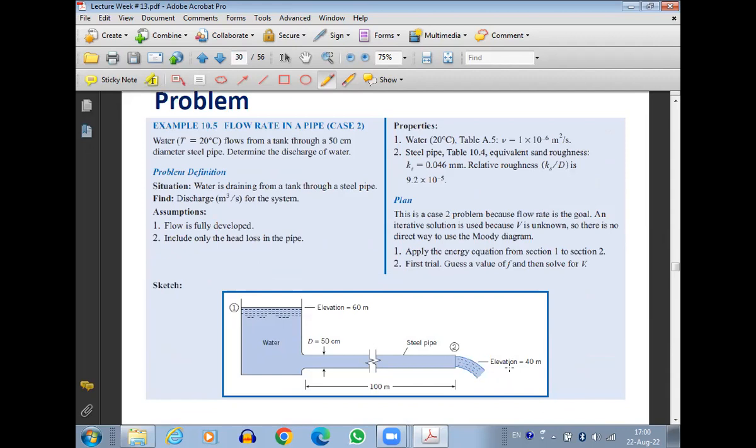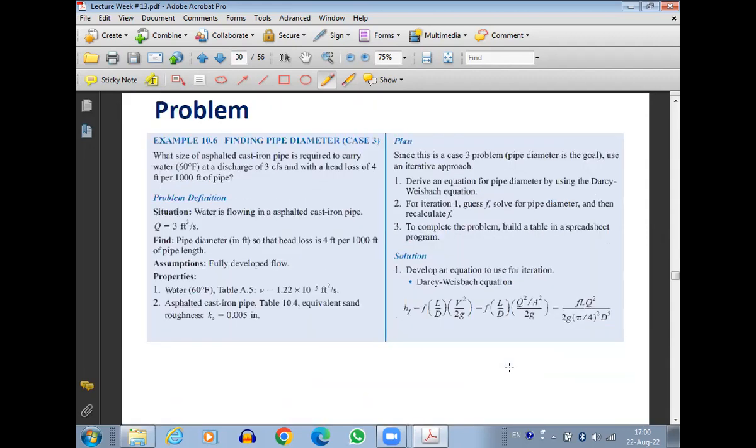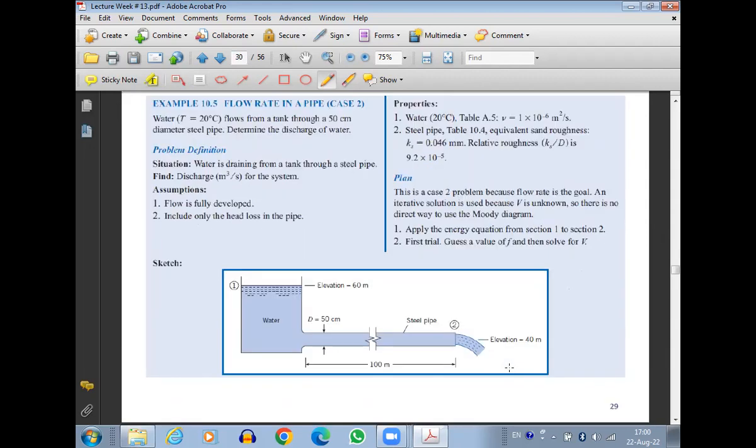Okay, we can have another case here, the same problem, in these cases, example 10.5 and then example 10.6. These are the cases where iteration is required, because we have to start with a guess value, solve the problem, then solve it again, and keep on solving it until the problem converges to a single solution. Because iteration is needed, I'm not going to go through it with you, but the solution is here.